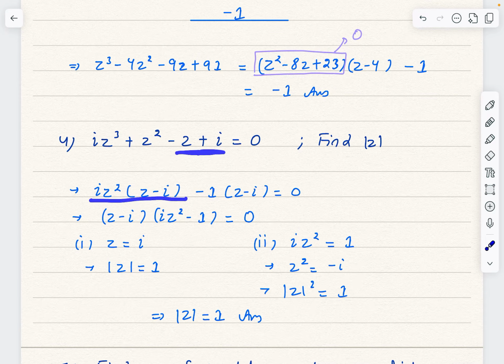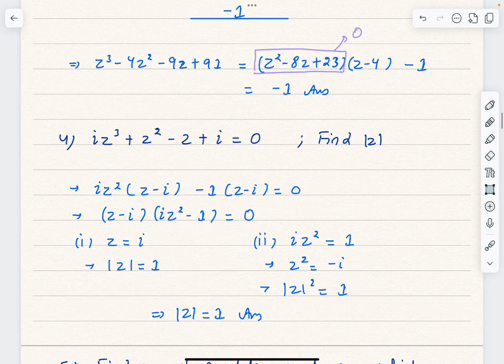And from these two terms, if you take −1 common, you get z − i. So basically, factorize here. You get (z − i)(iz² − 1) = 0. So either z is i or iz² is equal to 1. If z is i, |z| will be 1. And if iz² is 1, if you take i this side, you get z² as −i. Again, if you take mod both sides, you get |z|² = 1 and |z| can be 1 only then. |z| cannot be negative because it is a distance, if you remember, so |z| has to be 1. Next problem, guys.